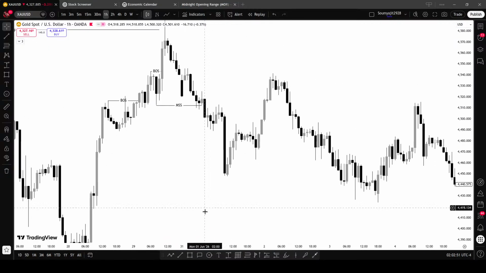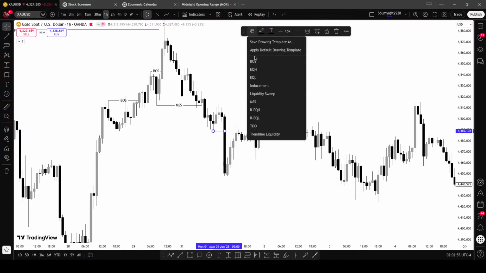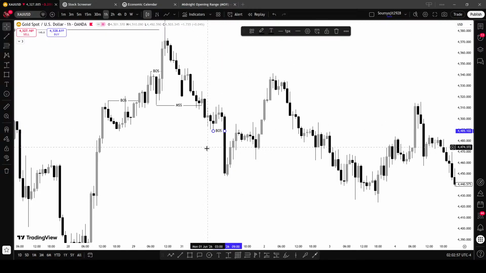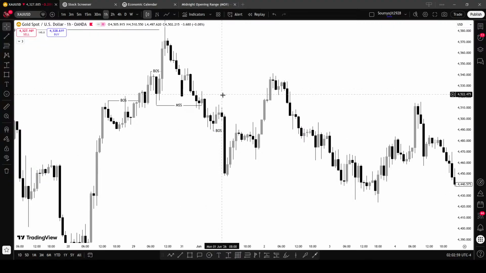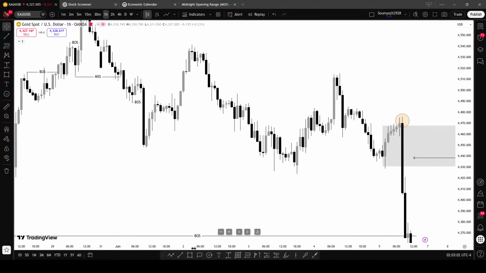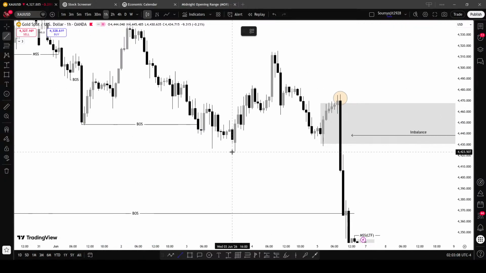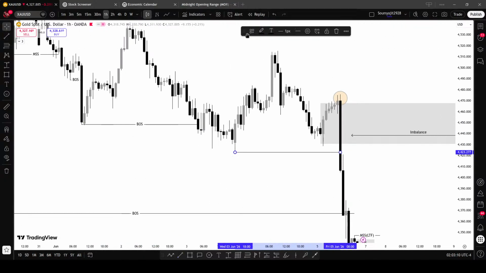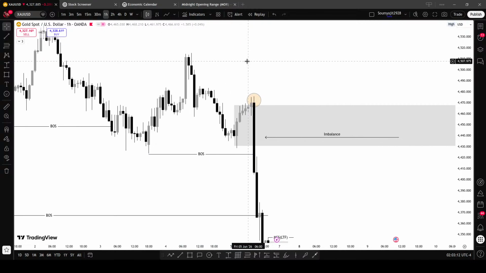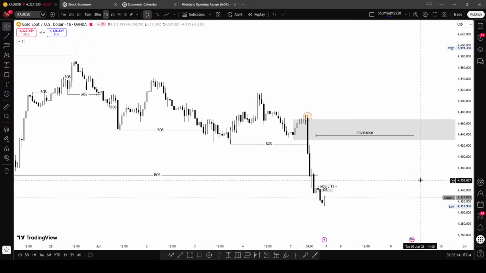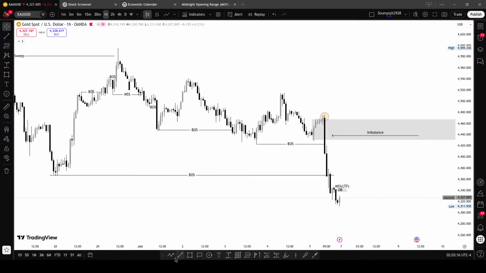This is a market structure shift. Then this will be an internal break. This is internal, reminder, this is internal structure over here. This will be external once again. One more external will be here. Yes, okay. So technically we are now very much bearish.